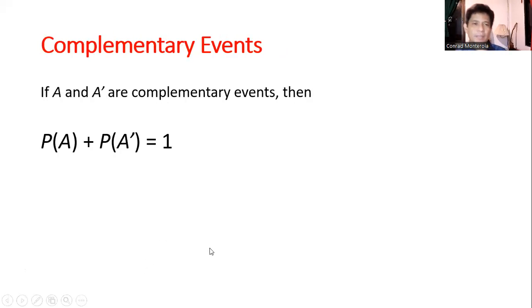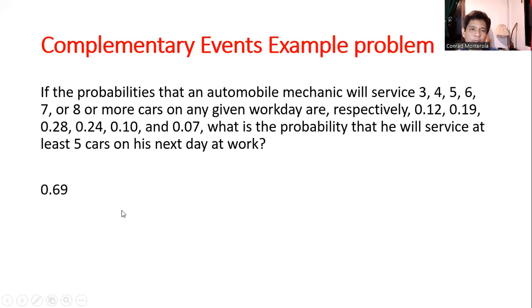Complementary events. So pag complementary events, if A and A prime are complementary events, then probability of A plus probability of A prime, that's a complementary event, is equal to 1. Let's have some example. If the probability that an automobile mechanic will service 3, 4, 5, 6, 7, or 8 or more cars on any given day are 0.12, 0.19, 0.28, 0.24, 0.10, and 0.07. Okay, what is the probability that he will service at least 5 cars on his next day at work?